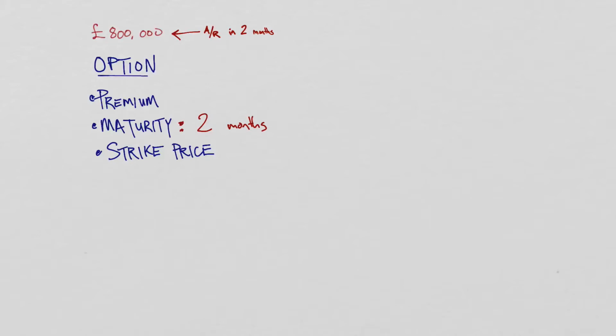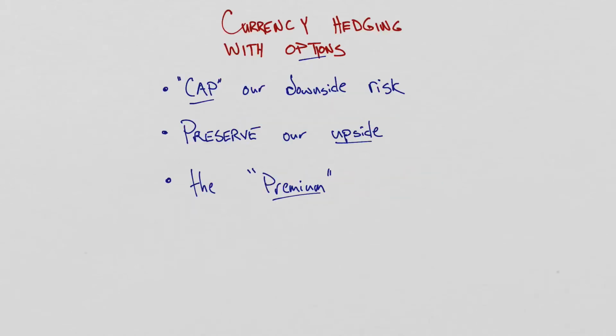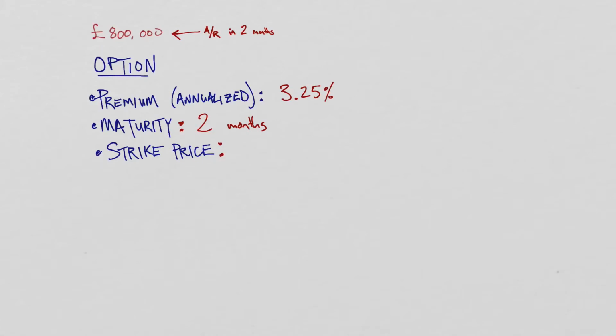And let's say our premium, at least an annualized premium, is 3.25%. That then just leaves us with our strike price. That is the underlying rate that we can convert this currency option into actual currency. In our example here, we suppose that today's spot exchange rate was $1.27 per pound. And so while it's not required, let's start this example in which we buy an option that has a strike price that's currently equal to the current spot rate, 1.27 US dollars per British pound.